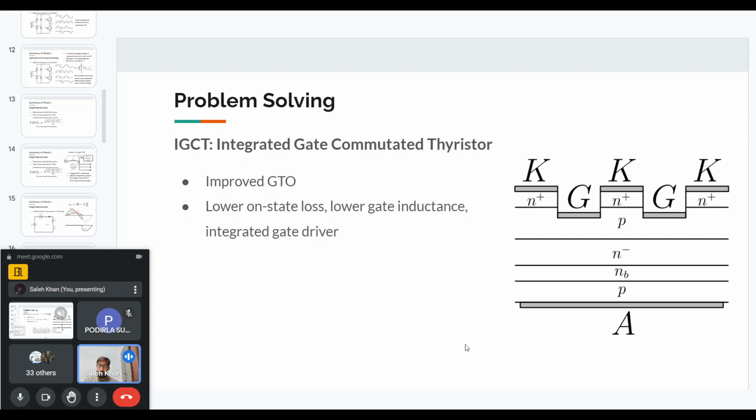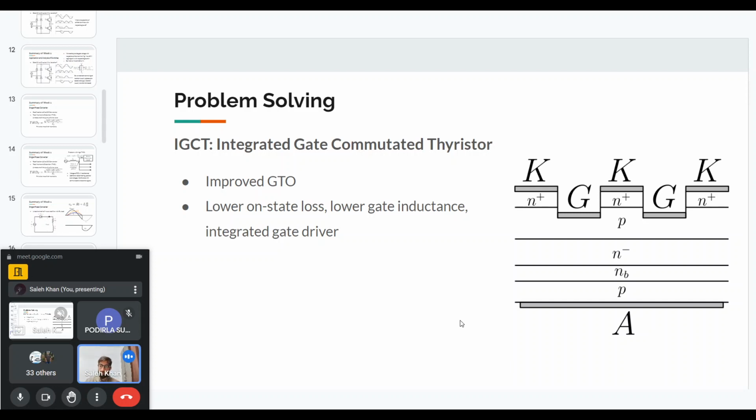So an IGCT is basically an improved version of a GTO, and a GTO is basically an improved version of an SCR. And the improvement is basically in terms of the internal structure and the gate drive structure. So it leads to a lower on-state loss. The gate inductance is reduced, and there is an integrated gate driver in the packaging of the IGCT itself.